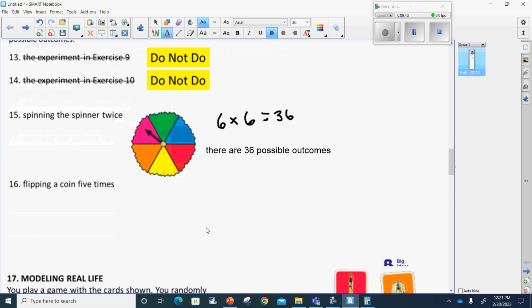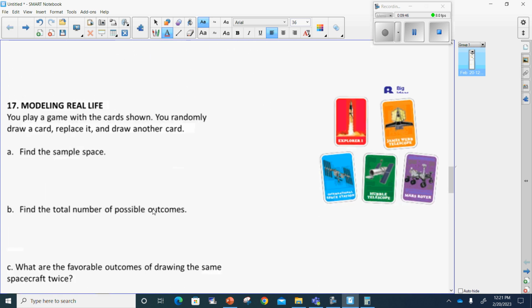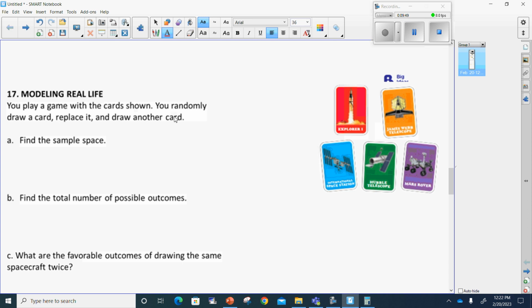All right, number 16 is yours to do. Number 17 says, you play a game with the cards shown. You randomly draw a card, replace it, and draw another card. Find the sample space. Remember, you randomly draw any one of these cards, you put it back in, and then you draw another card. So it could be this Explorer and then draw the Explorer again, or it could be the Explorer, then draw the James Webb telescope, right? Or the Explorer and then the space station.